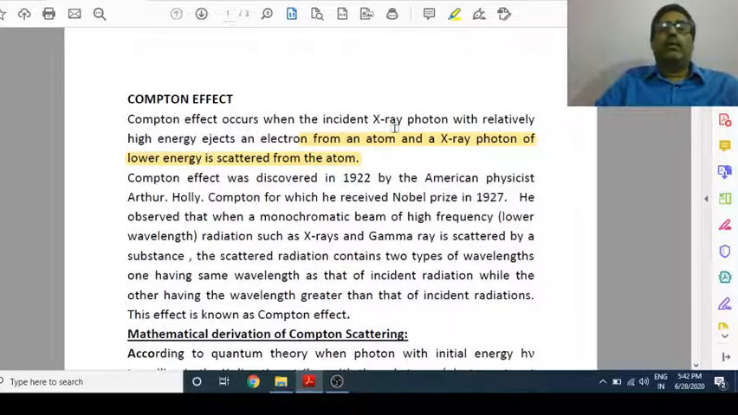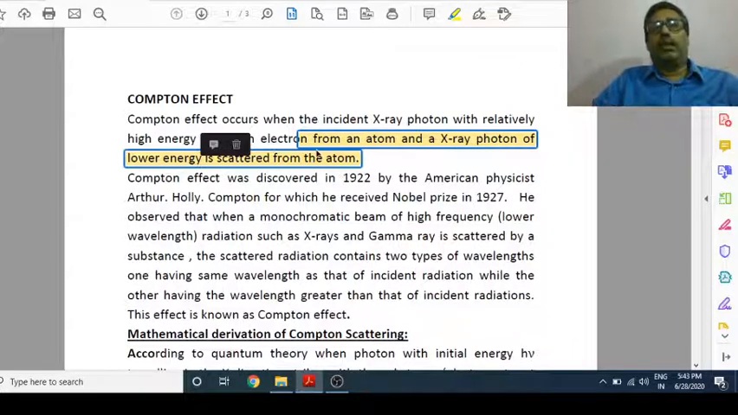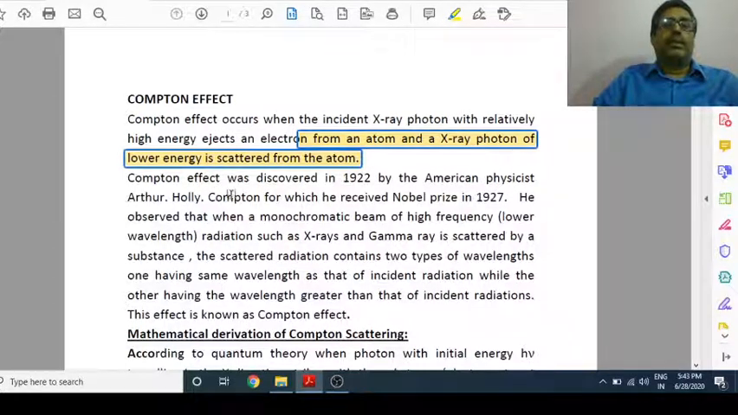That is why, as in the beginning I told you, the scattered X-ray has a larger wavelength than the incident X-ray. Wavelength larger means frequency is smaller, and that is why I said here lower energy. Energy E is equal to h nu. Energy lower means nu lower. Nu lower means lambda longer or larger. Okay.